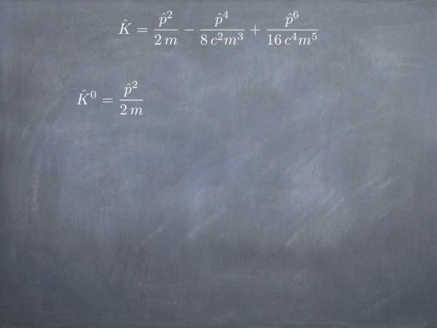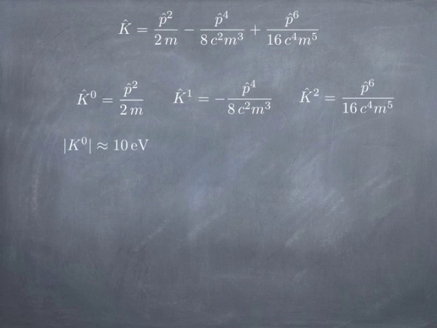So, for example, K0 is the kinetic energy of the electron. That has the same order of magnitude as the total energy of the electron. It's about 13.6 electron volts in the ground state, something like that. So we'll call it 10 electron volts. And then K1, the first correction to the kinetic energy, goes like p squared over m cubed c squared, and then the next correction goes like p to the 6th. So let's look at the size of these things. K0 is around 10 electron volts. mc squared is like 500,000 electron volts.